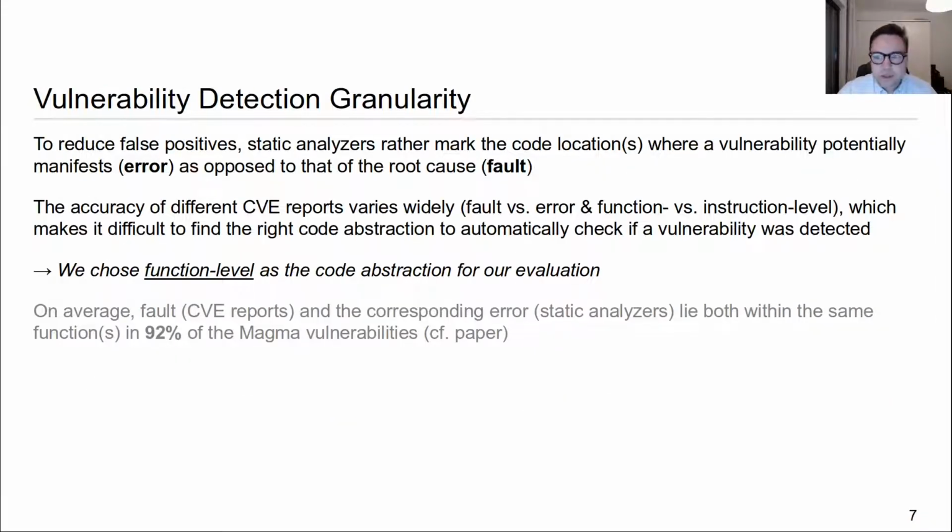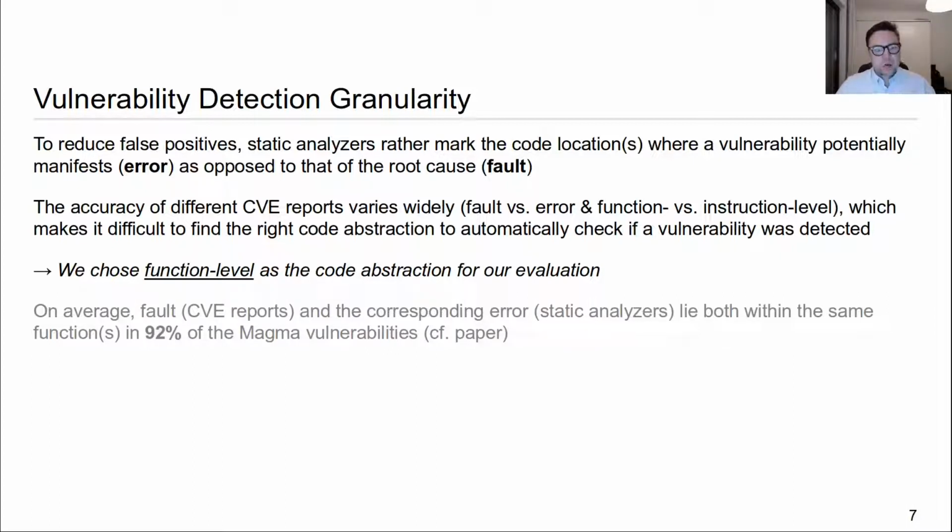In the beginning, we said that we want to automate the entire evaluation process, and for this we need to agree on a certain code abstraction level that we want to use here. And this is quite tricky because we need to consider 2 different code locations of vulnerabilities. So first we have the root cause of the vulnerability, the code fault, so to say, and on the other side we have the code location where the vulnerability manifests, which might be at different places in the code.